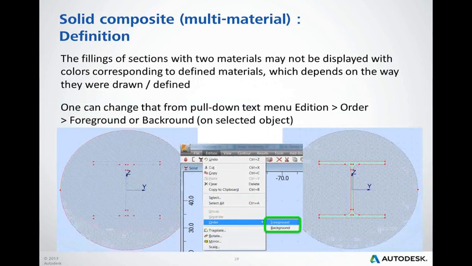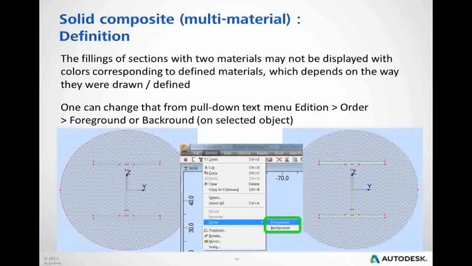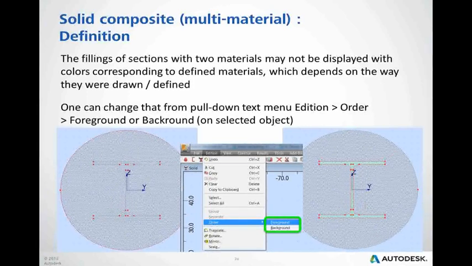The fillings of sections with two or more materials may not be displayed with colors corresponding to defined materials, which depends on the way they were drawn or defined. One can change that from the pull-down text menu Edition, then Order, and selecting foreground or background on the previously selected object.